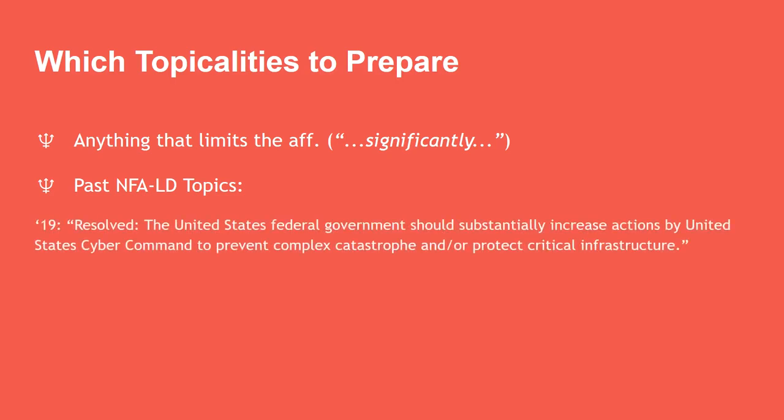So here's this year's topic that just ended. Resolved, the United States federal government should substantially increase actions by United States Cyber Command to prevent complex catastrophe and/or protect critical infrastructure. So you might think that, like, cyber command or complex catastrophe or critical infrastructure is the T's that are really important, because in your average public forum or LD debate, those would be the words that you are probably providing definitions for the judge. But don't think of it like that.